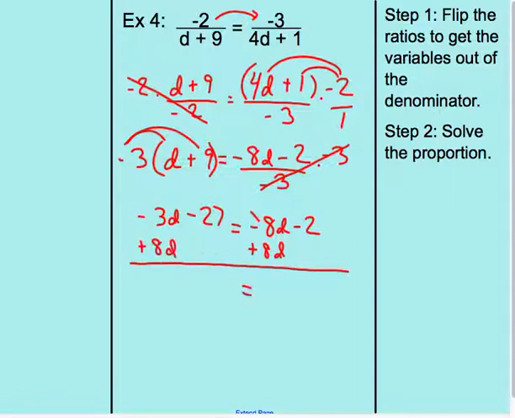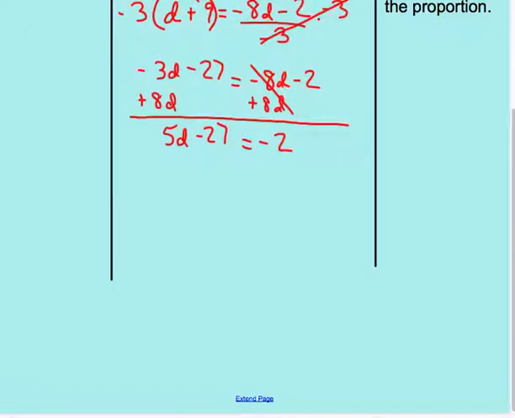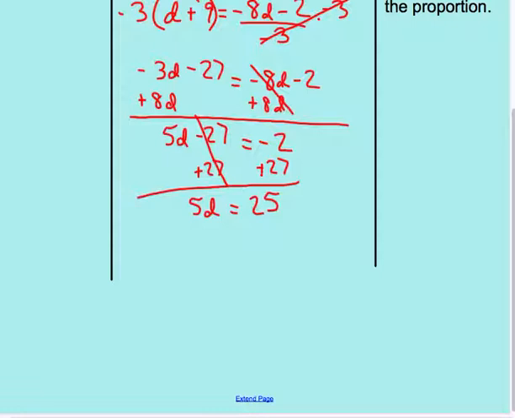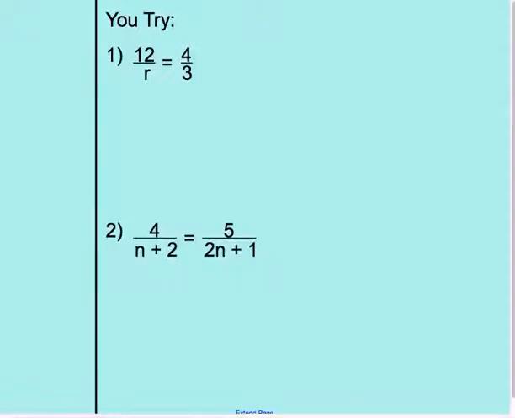On the right-hand side it cancels, leaving me with a negative 2. On the right-hand side I get a positive 5d minus 27. So to finish solving I'll add 27 to both sides, canceling on the left-hand side. Now if I borrowed $2 and I earned 27, once I pay back my debt, I still have $25. Dividing both sides by 5, d equals 5. And your U-try problems.